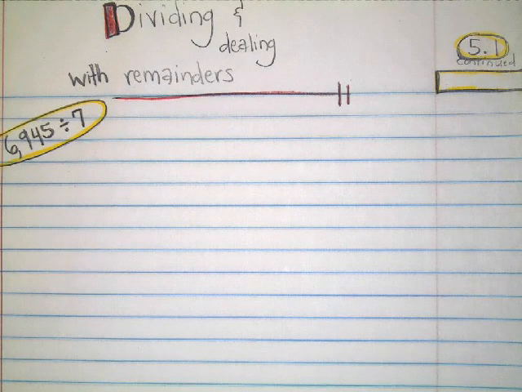You'll need red and yellow out, and you'll need to put the date in the date box, and then push pause on the video until it gets set up like this.